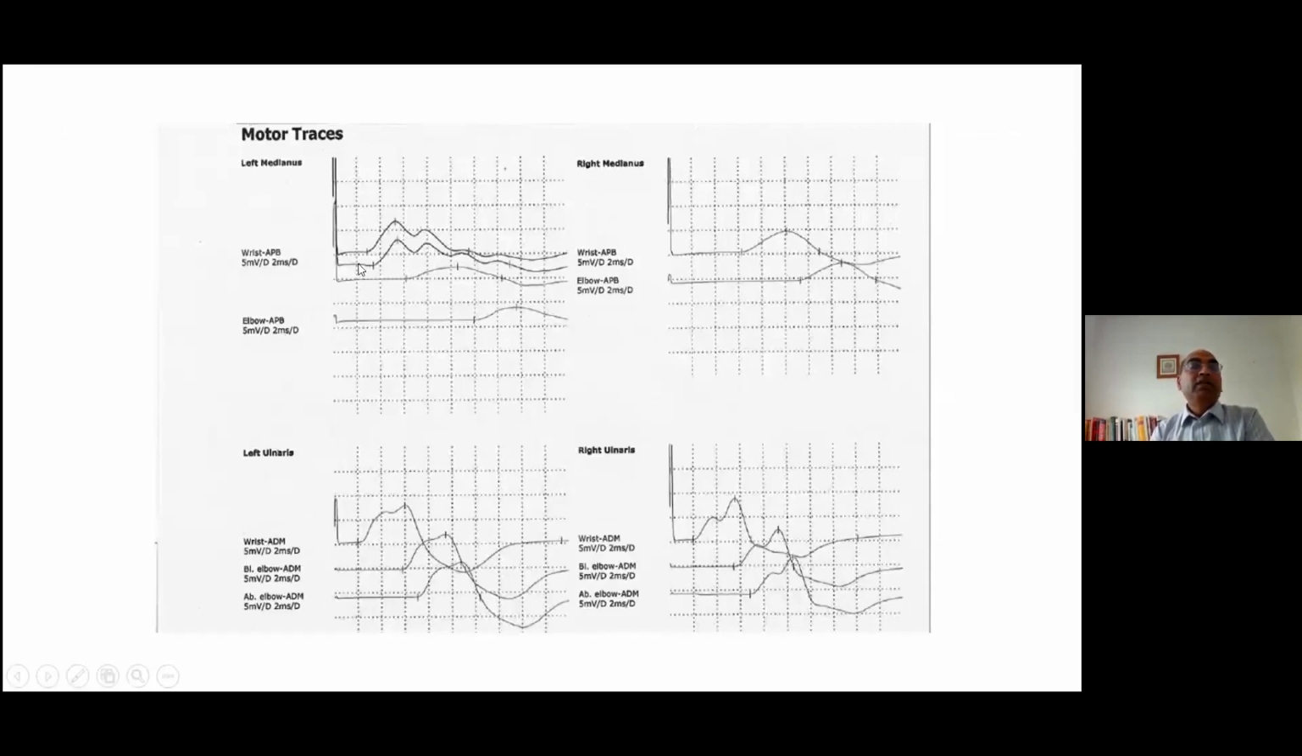the carpal tunnel, you get a very good, more than twice the potential. So when you do a palm to APB and wrist to APB, if the ratio is more than 1.2, it is due to conduction block. So that reduced CMAP and that delayed latency is due to conduction block at the carpal tunnel rather than an axonal pathology due to a severe carpal tunnel.